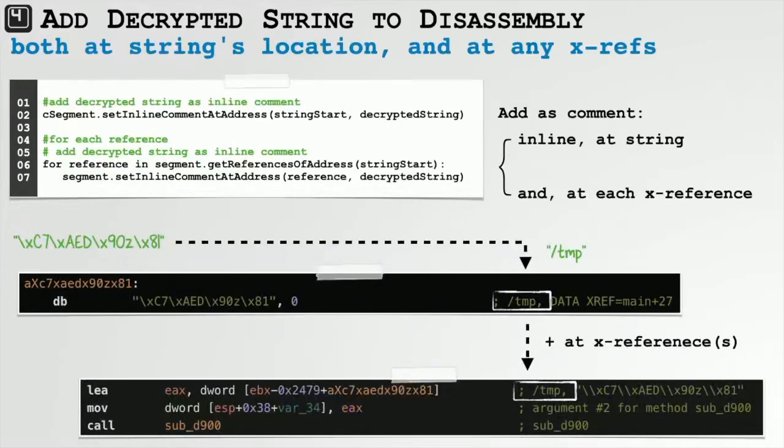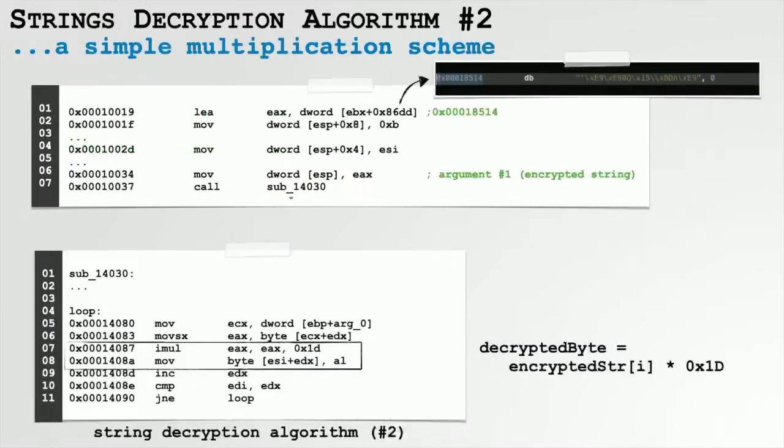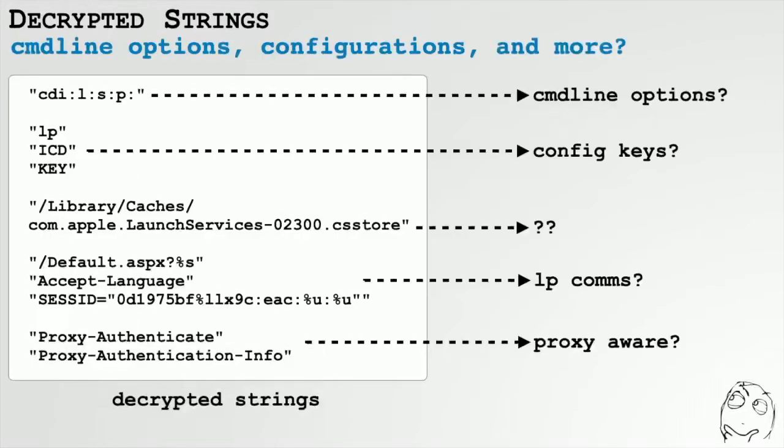So as we can see on the slide, the first encrypted string decrypts to /temp. We add that as a comment to the location of the encrypted string, and anywhere else in the code that encrypted string is referenced. Turns out the malware utilizes a second decryption algorithm for other strings. We can follow the same approach, look for cross-references. Turns out this decryption algorithm is even simpler. It's based on some multiplication. So again, we can re-implement this in Python in our disassembly script and pass any strings encrypted with this second algorithm to retrieve the plain text values.